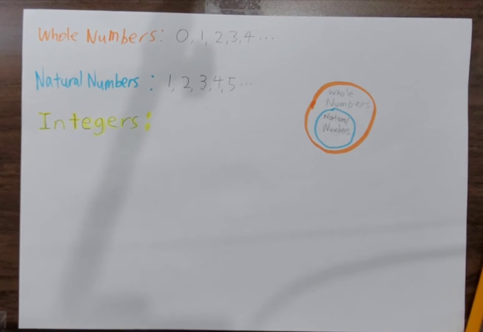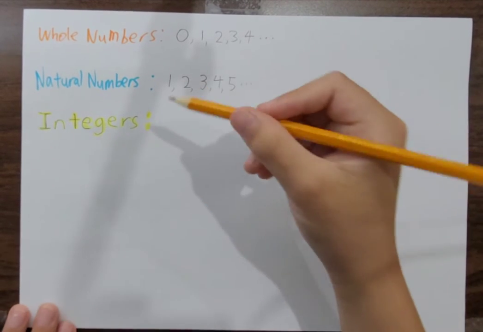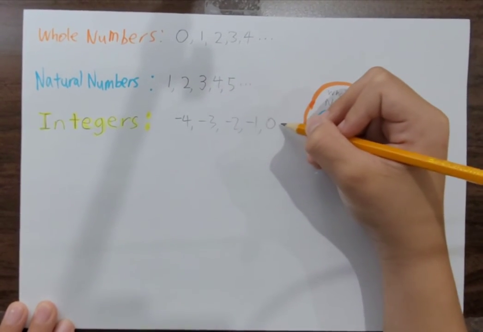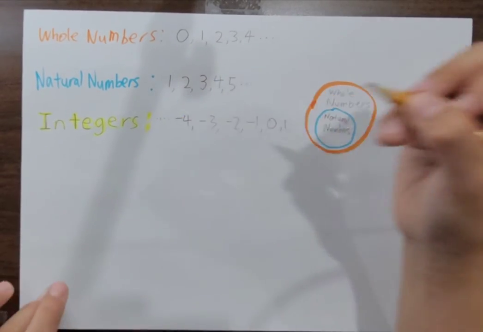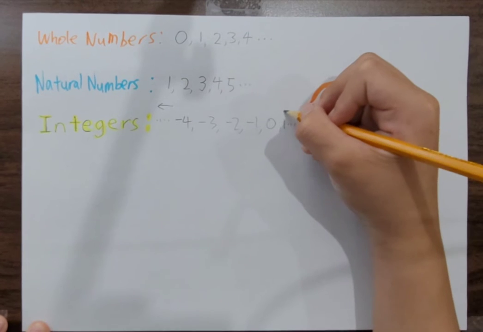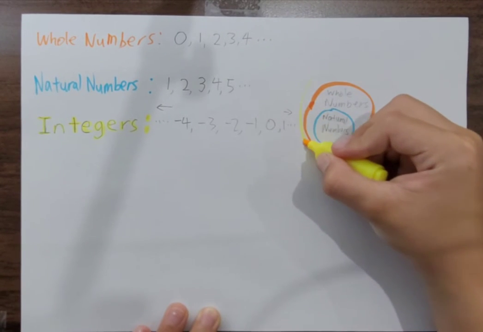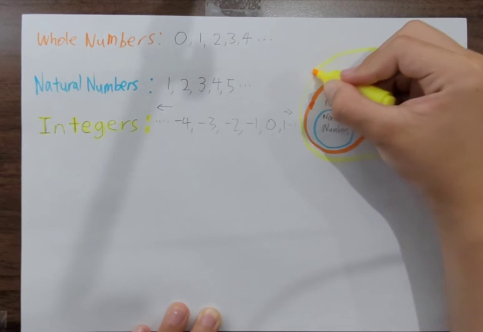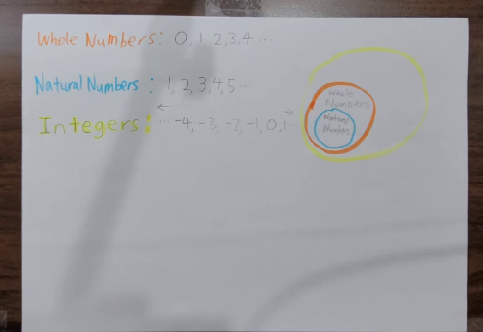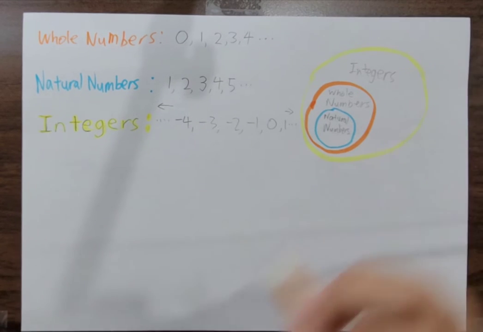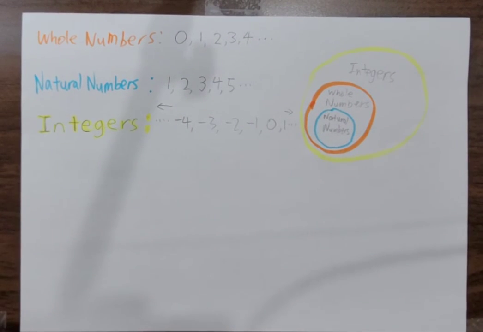Well, these are all the whole numbers, including the positive and negative numbers, such as, in this case, I'll just write them down, minus 4, minus 3, minus 2, minus 1, 0, 1, and so on from both sides. It can go infinitely in this direction, infinitely in this direction. And so, on the graph, it would be here. Integers. Next one, the rational numbers.